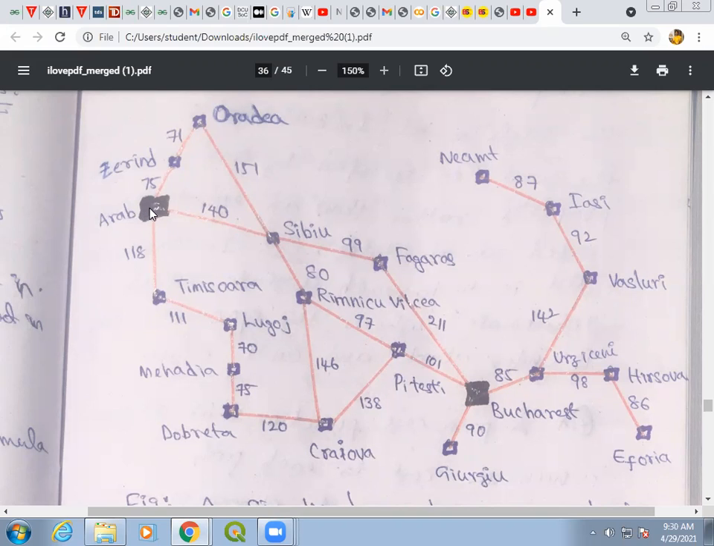Whenever it goes towards the right side, the location it will reach is Sibiu. When it goes up, the location it will reach is Zerind. If it goes down, the location it will reach is Timisoara. These are the different states it will reach by taking different valid actions. What are the valid actions? Either it can go right, left, up, or down. Depending on the valid actions, the different states it will reach are given by this successor function.